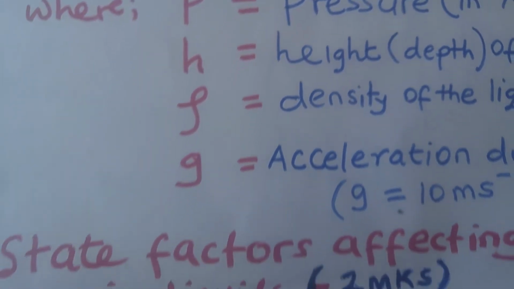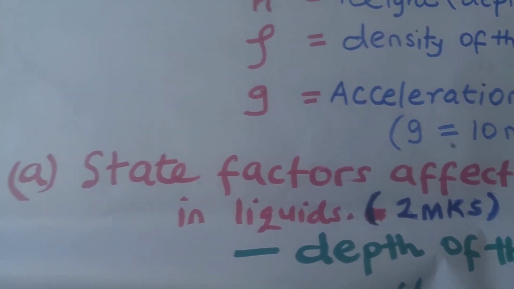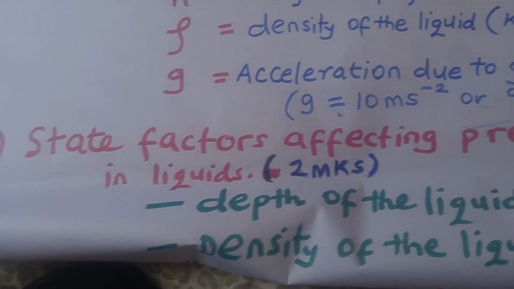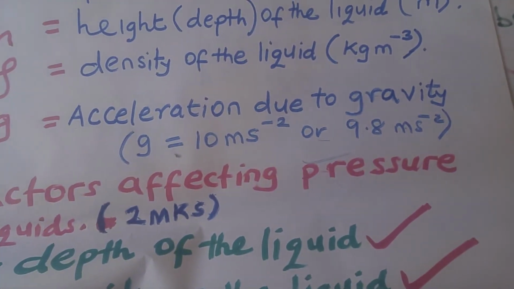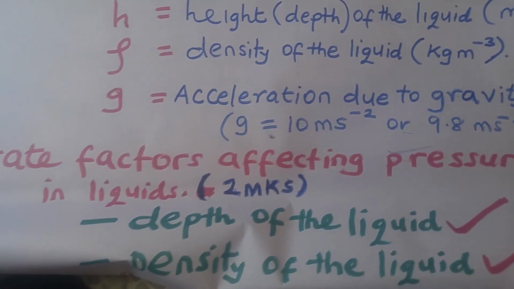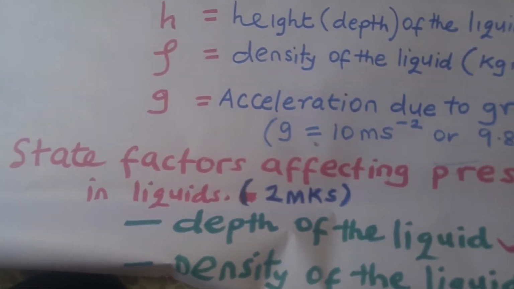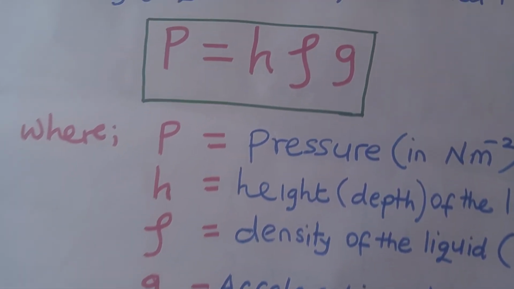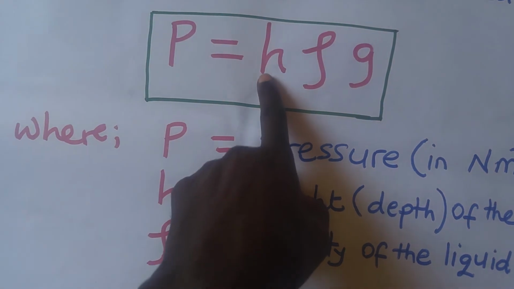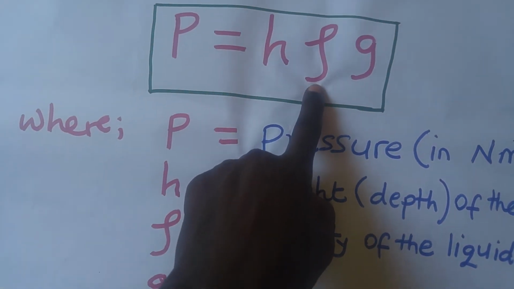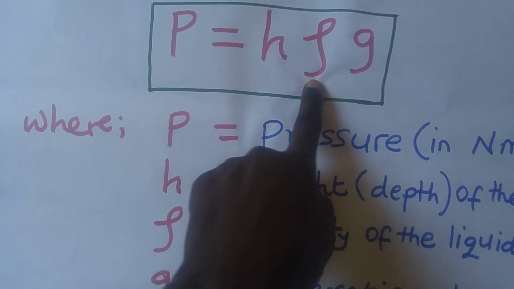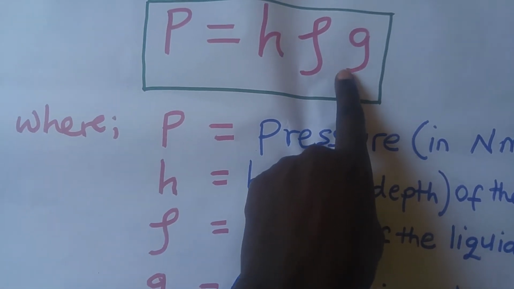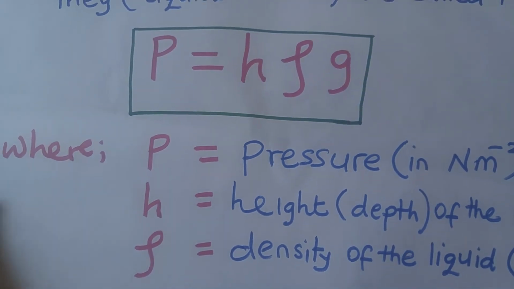So now let's move on, and I think that one takes us to the next question. The next question is now talking about factors. State the factors affecting pressure in liquids. And the answers are here from the formula. The first one is height of the liquid. The next one is the density of the liquid. We always don't talk much about this because the value of the acceleration due to gravity is always constant.